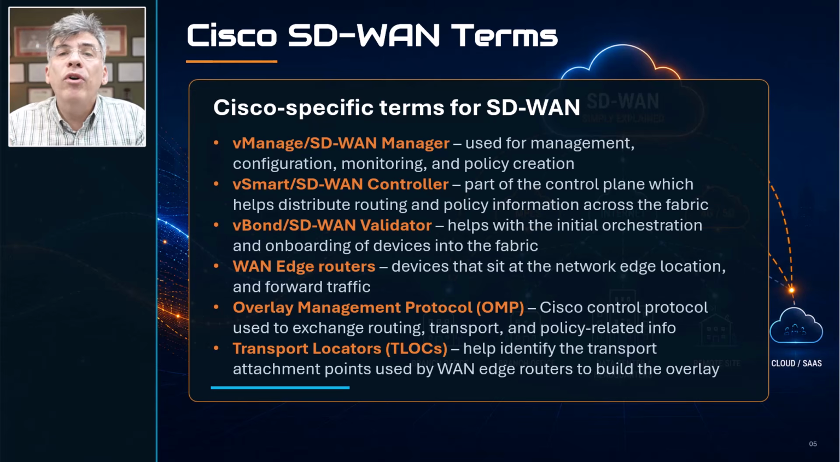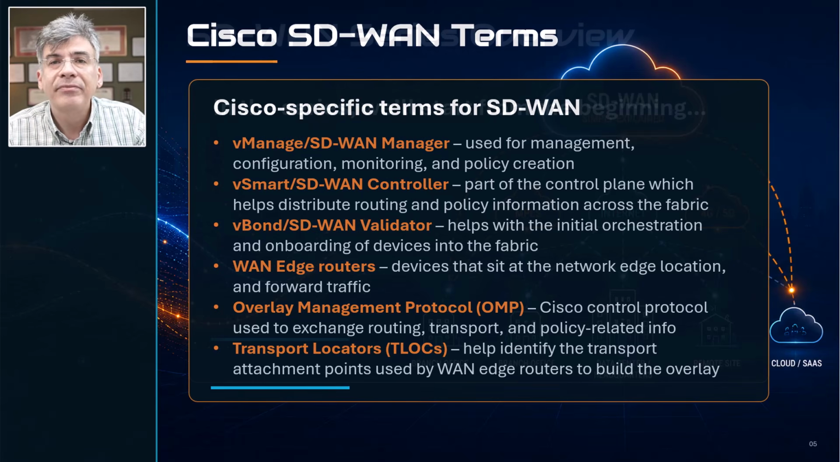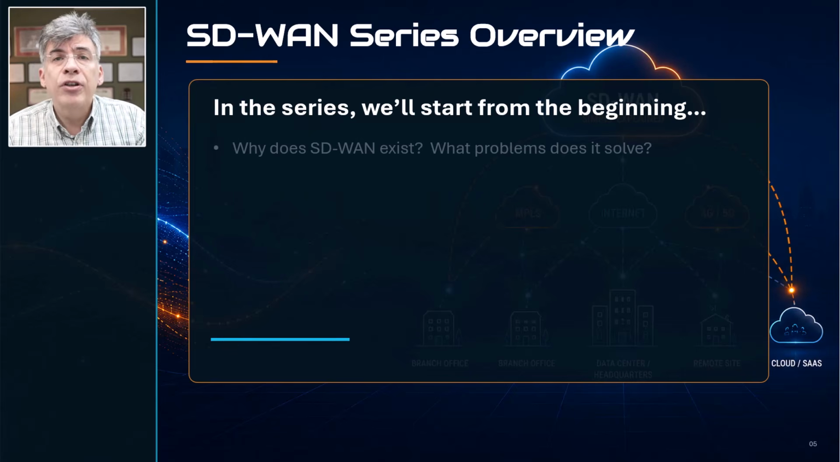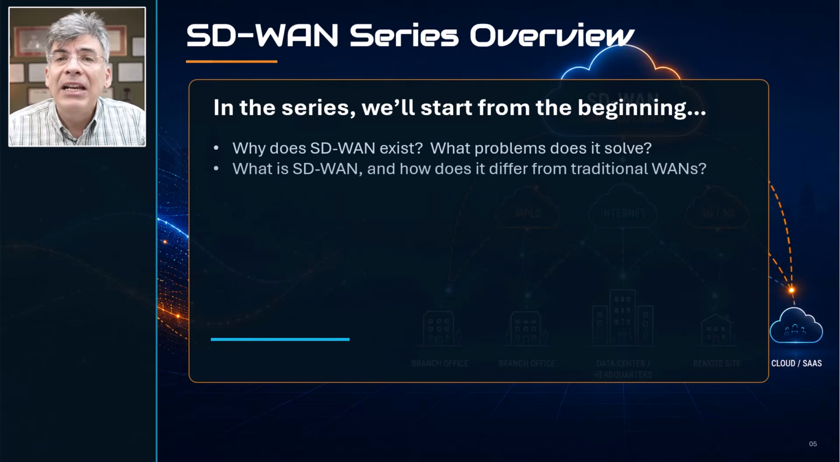Now, don't worry if these terms are not fully clear at this point. At this stage, the goal is only to introduce them. We will explain them properly as the series progresses. Now, in this series, we will start from the very beginning. First, we will look at why SD-WAN exists and what problems it was created to solve. Then we'll explain what SDN actually is and how it differs from traditional WAN designs, VPNs, and simple internet failover.